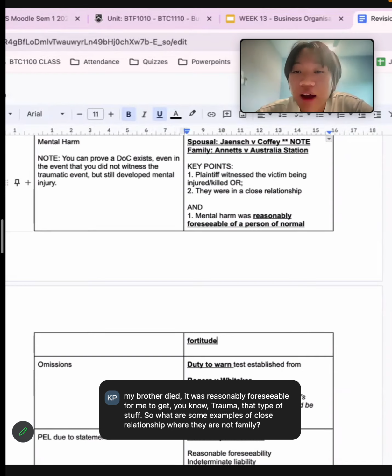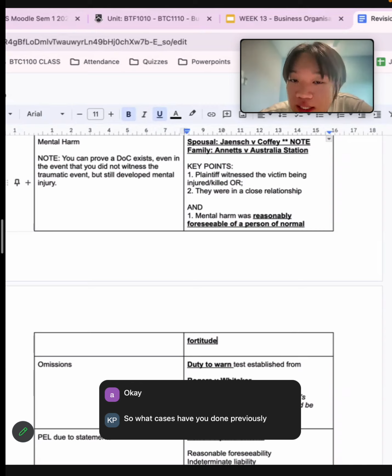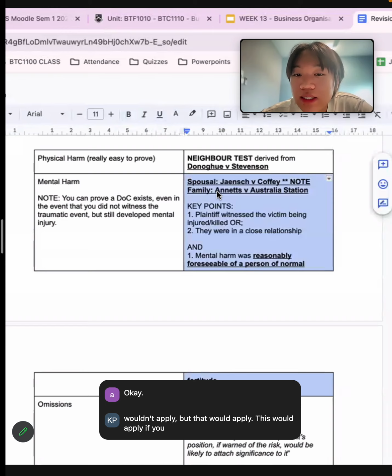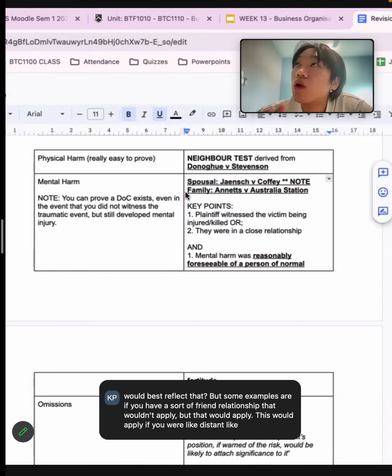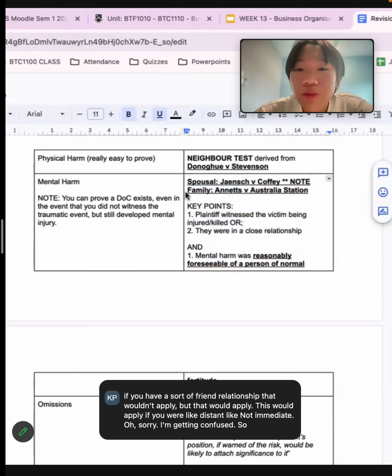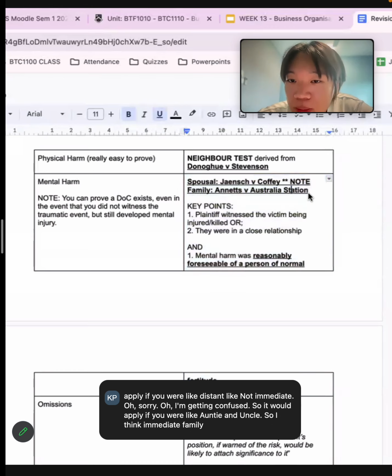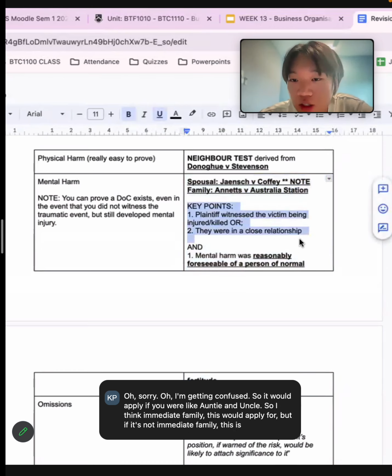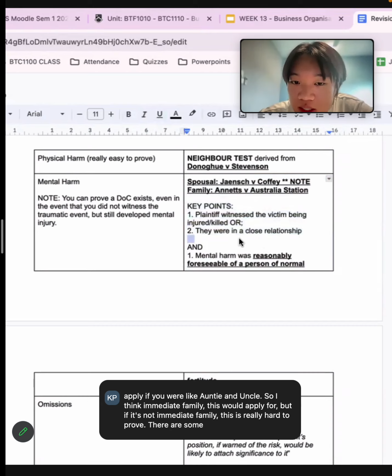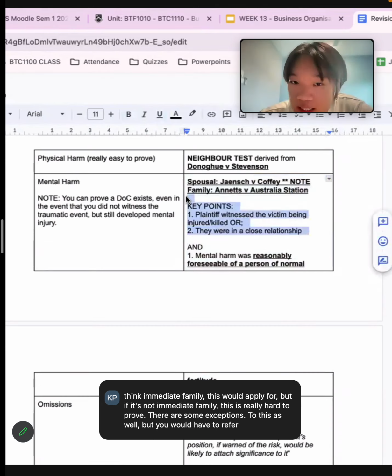So what are some examples of close relationship where they are not family? With a question like that, you would have to refer to cases. So what cases have you found previously that would best reflect that? But some examples are, if you have a sort of friend relationship, that wouldn't apply, but this would apply if you were like auntie and uncle. So I think immediate family, this would apply for, but if it's not immediate family, this is really hard to prove. There are some exceptions to this as well, but you would have to refer to cases for this.